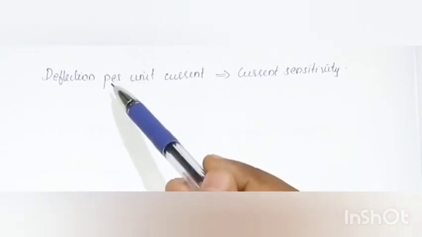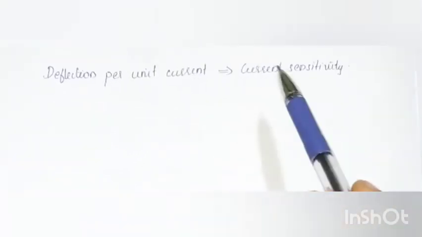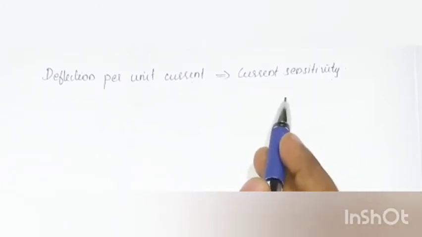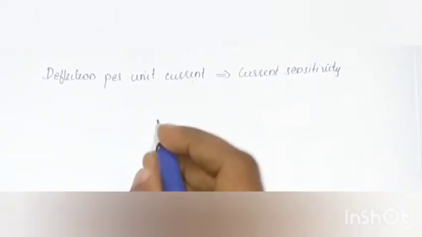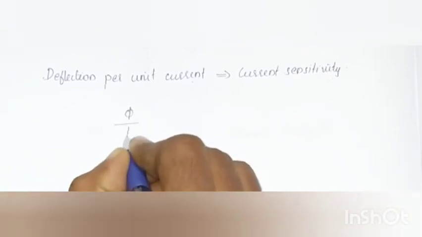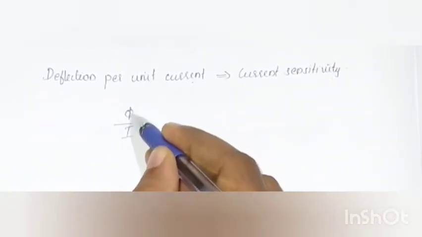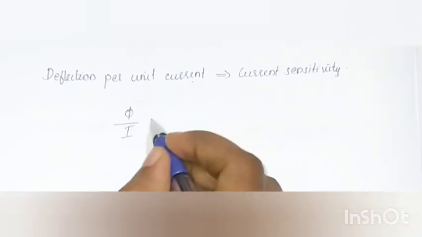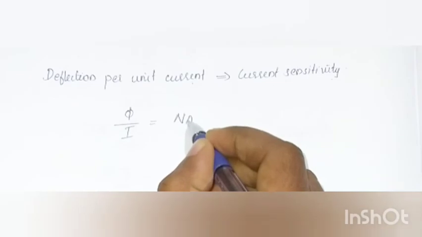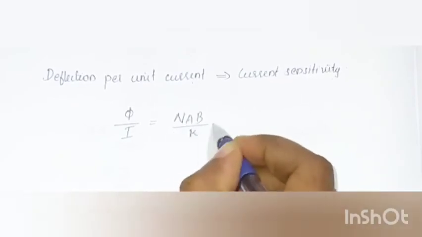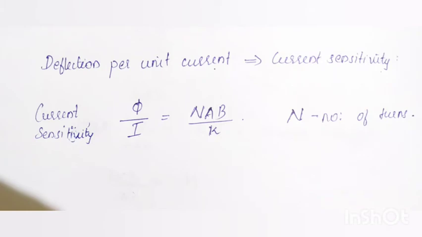Now to know the deflection shown in the galvanometer per unit current, we define the current sensitivity. Current sensitivity is the deflection per unit current, and it is obtained as phi by I, that is, how much deflection phi is shown per unit current I, as NAB by K. And from the expression of current sensitivity, we also understand that to increase the current sensitivity, the convenient way is to increase the number of turns N. This is all about the conversion of a galvanometer to an ammeter.